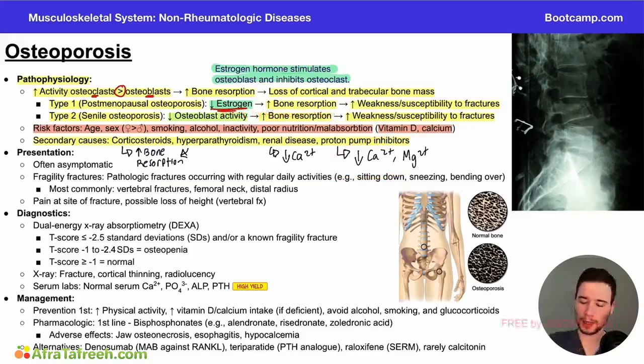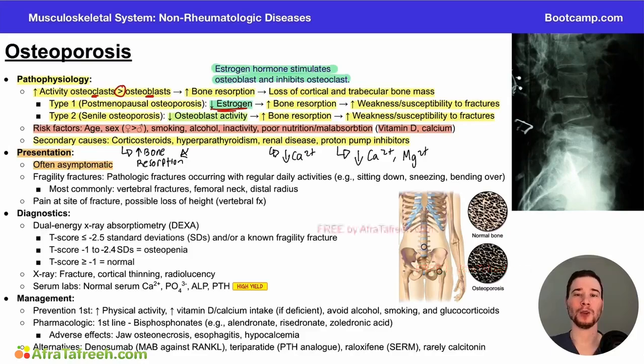Now, when we talk about the presentation here, some classic findings that we need to be mindful of is first, that this can often be asymptomatic. Patients might not actually know that they have osteoporosis. Sometimes the first presentation or the first sign that a patient has osteoporosis is when they come to the hospital with a broken hip. We get some imaging done and we say, oh, this patient had really poor bone quality to put them at a higher risk of having this fracture in the first place.